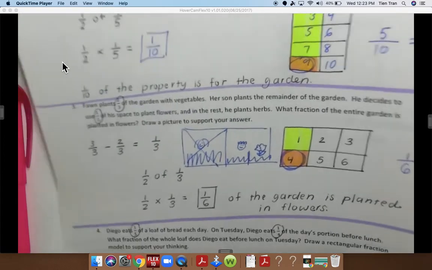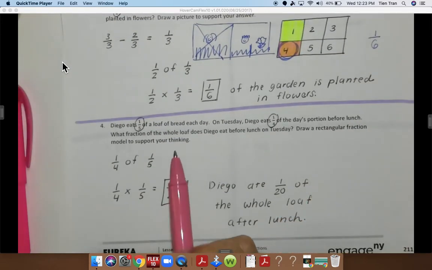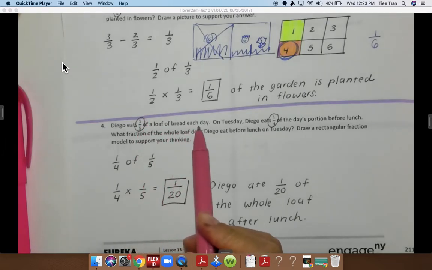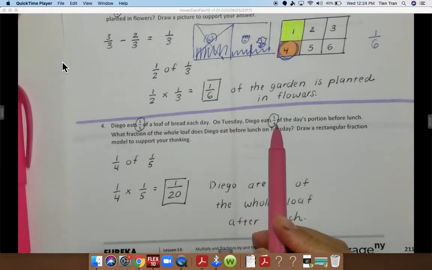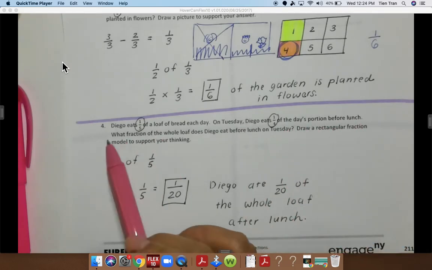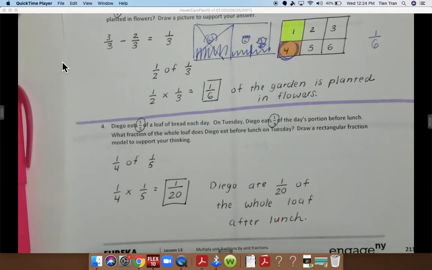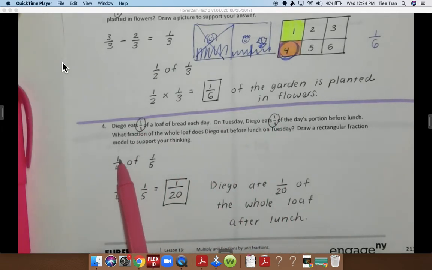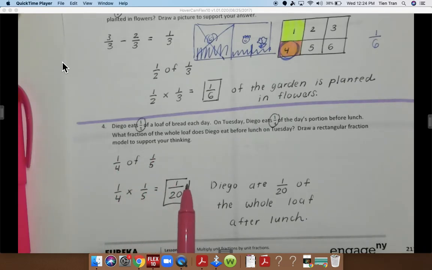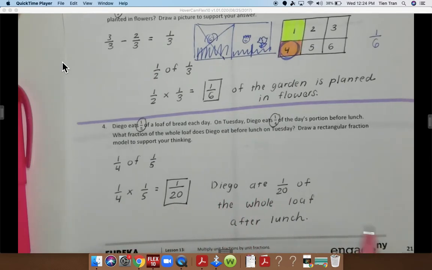For the last problem, I'm going to read it out loud. It says here, Diego eats 1/5 of a loaf of bread each day. On Tuesday, Diego eats 1/4 of the day's portion before lunch. What fraction of the whole loaf does Diego eat before lunch on Tuesday? Draw a rectangular fraction model to support your thinking. So we have 1/5 and we have 1/4. 1/4 of 1/5, so we're multiplying. We have 1 times 1, which is equal to 1, and 4 times 5, which is equal to 20. So Diego would be eating 1/20th of the whole loaf before lunch.